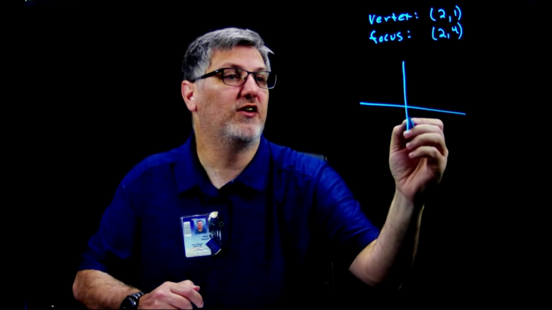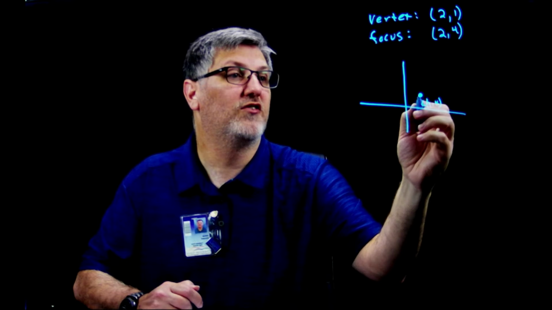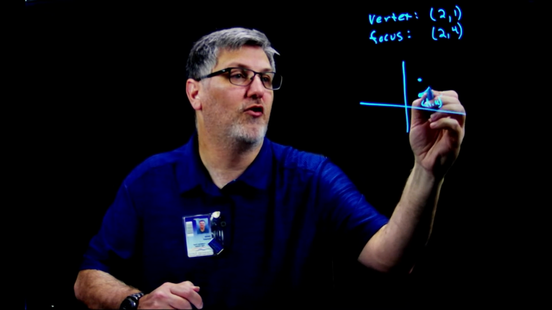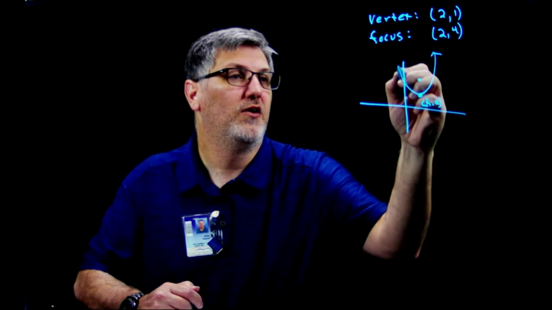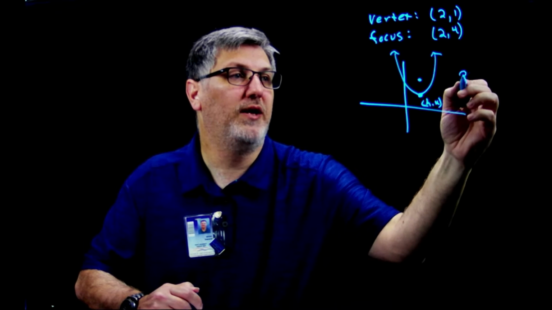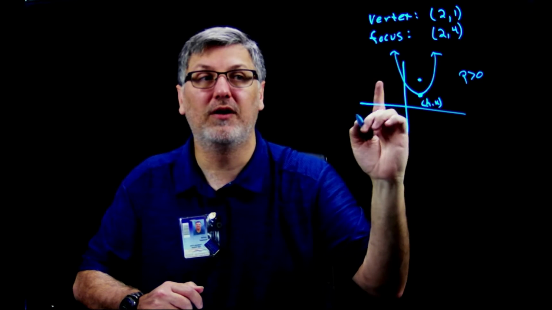My vertex is at (2, 1). So this is my h comma k, that's my vertex. And then my focus is at (2, 4), above this. That means it's opening upward. So that immediately tells me my p is going to be greater than 0 because it's opening upward.